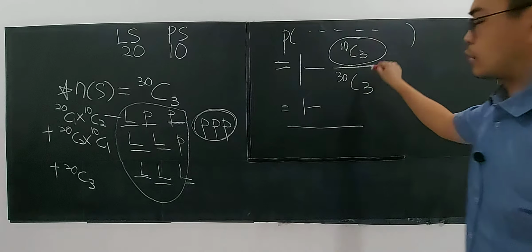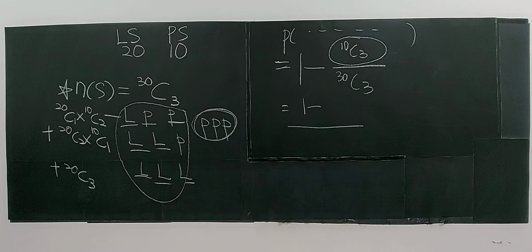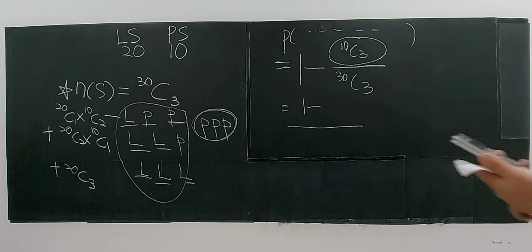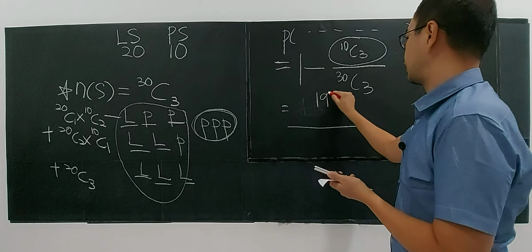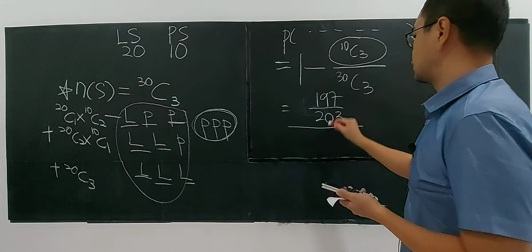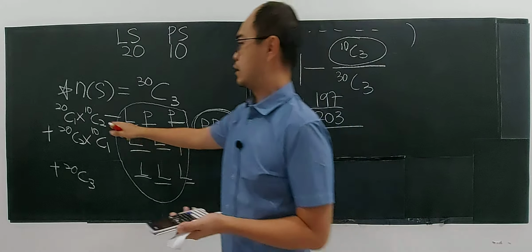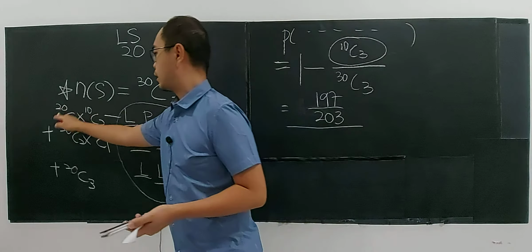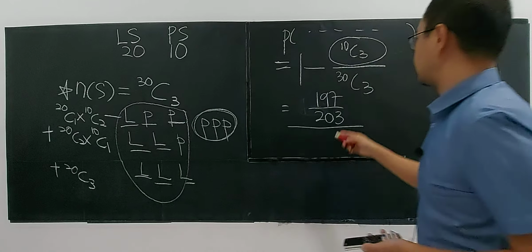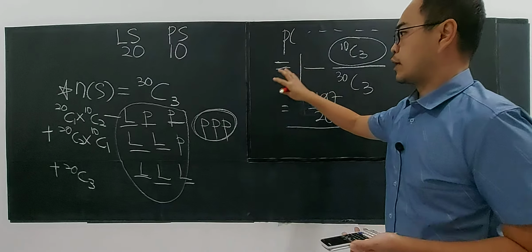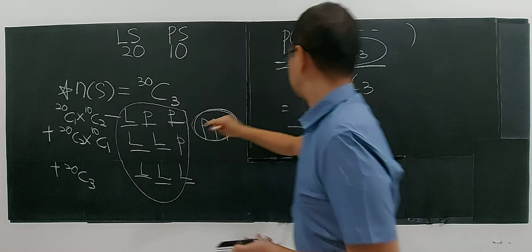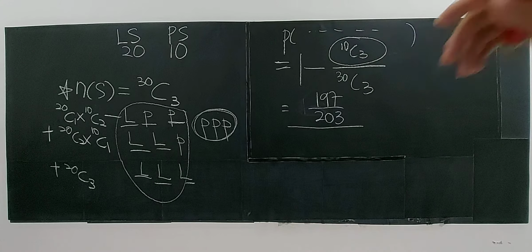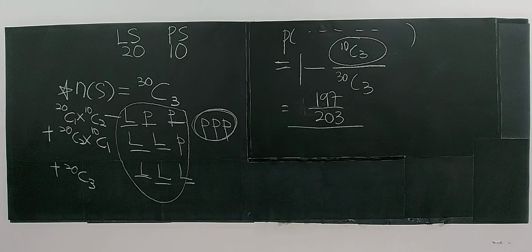So 1 minus, okay, let's calculate. After you calculate, overall you are getting 197 over 203. It's the same if you add up all these numbers and divide by 30C3. You are still getting the same answer, but using the method of complement is easier in this case. So I hope you understand. That's all for this example.